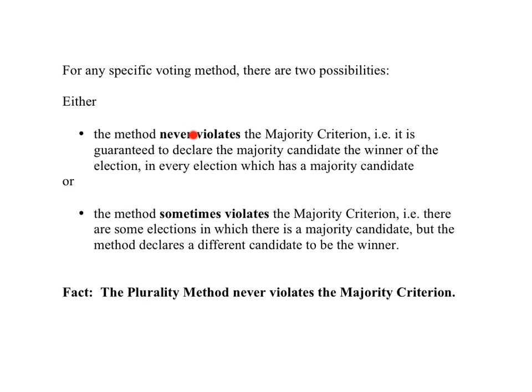And the other possibility is that the method sometimes violates the majority criterion. In other words, there are some elections, maybe it's only 1 in a million, but there are some elections in which there is a majority candidate, but the method declares somebody else to be the winner. Every method is in one of these two categories. Either it never violates the majority criterion, or it sometimes violates the majority criterion.